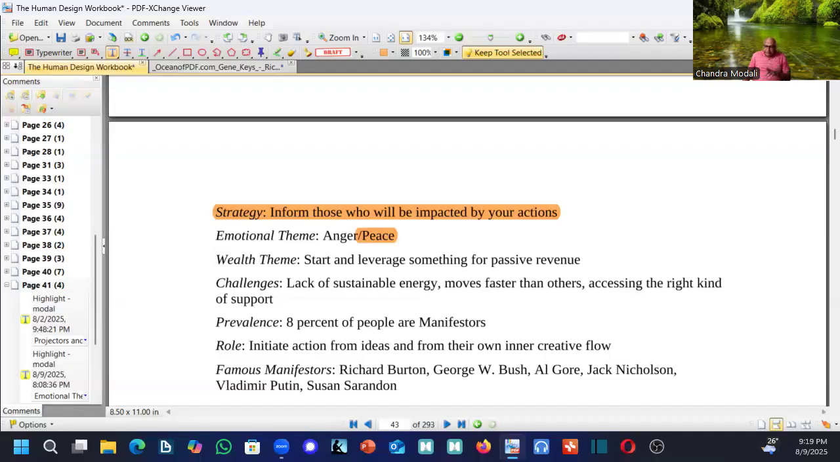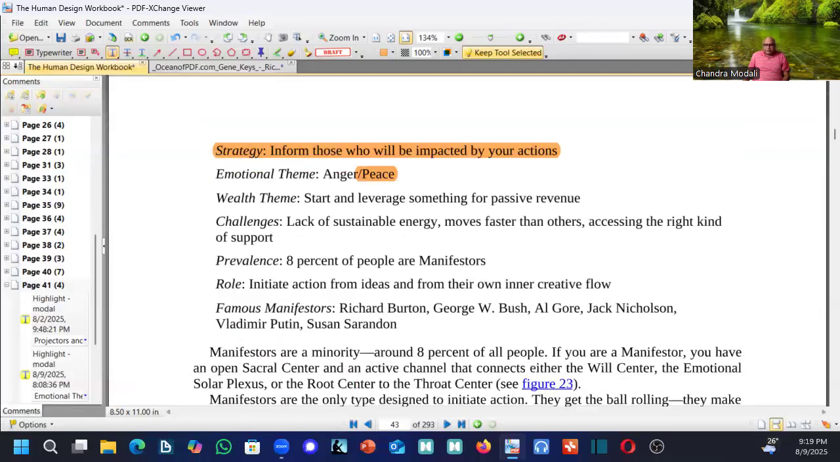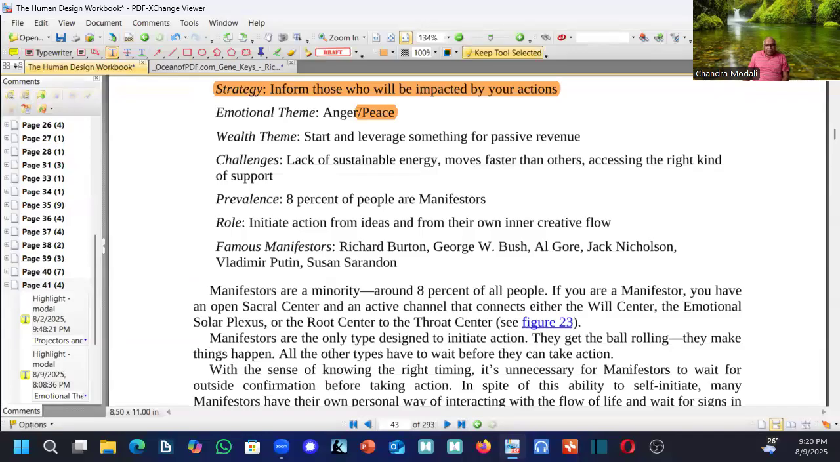It is an inner creative flow. When it gets obstructed, they become angry. Right? So just see. Famous manifestors are Richard Burton, George W. Bush, Al Gore, Jack Nicholson, Vladimir Putin, Susan Sarandon. I don't know who that is. Other names are familiar, but not this. Okay. Manifestors are a minority.